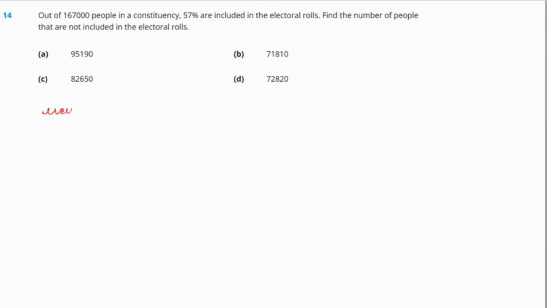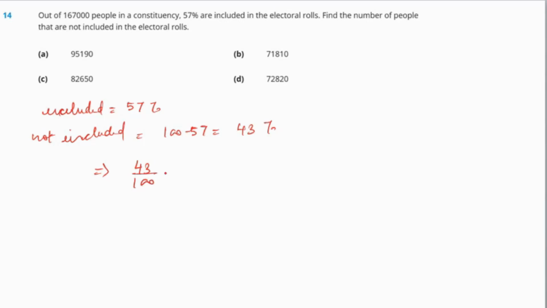If we talk about the number of people who are included over there, that is about 57%. So the number of people who are not included over there is what? 100 minus 57, that gives us 43%. And we are supposed to figure out that only. So for that, we can simply figure out 43% of 1,67,000. When we figure out 43% of this, we will get 71,810, which is equal to option B.